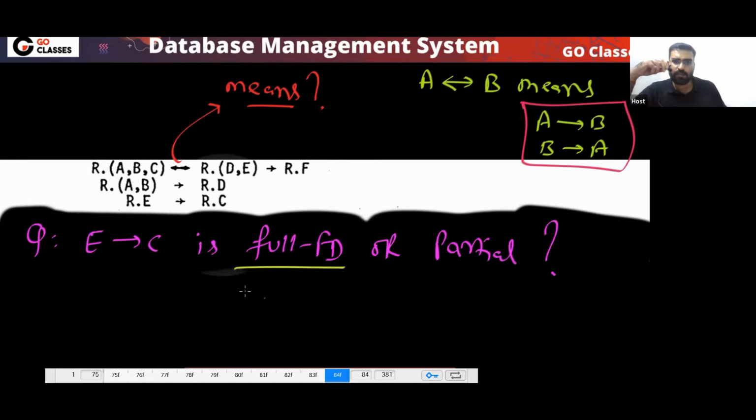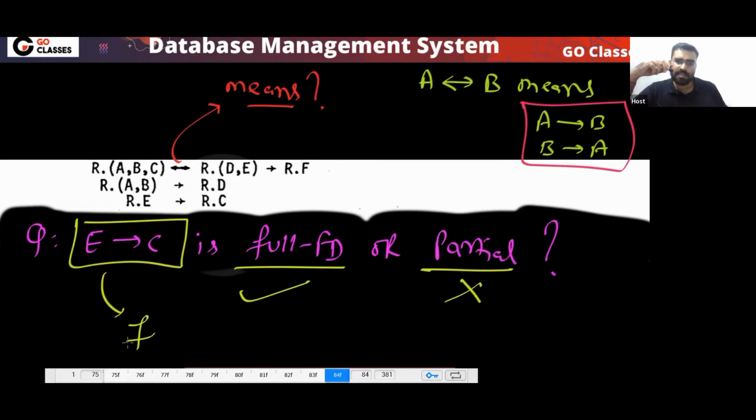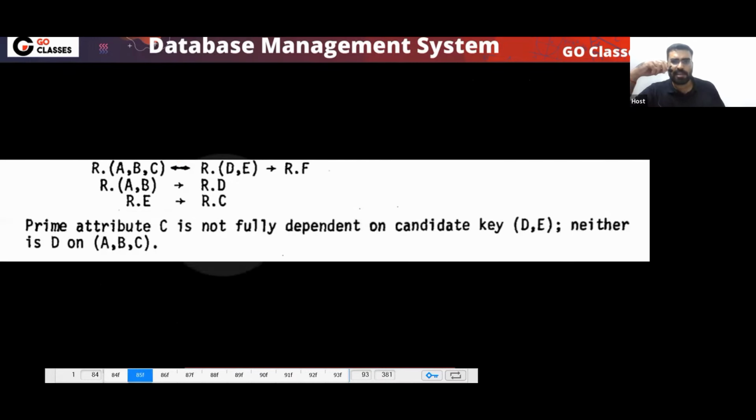It is full, right? You cannot remove anything. This functional dependency is full. You cannot remove anything from the LHS. So this is full functional dependency. Let's see the next example.